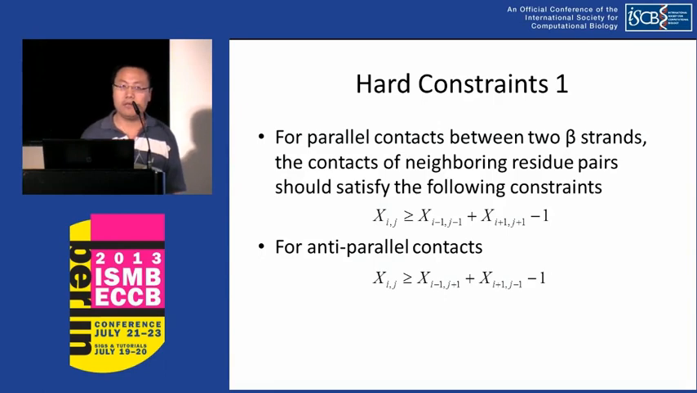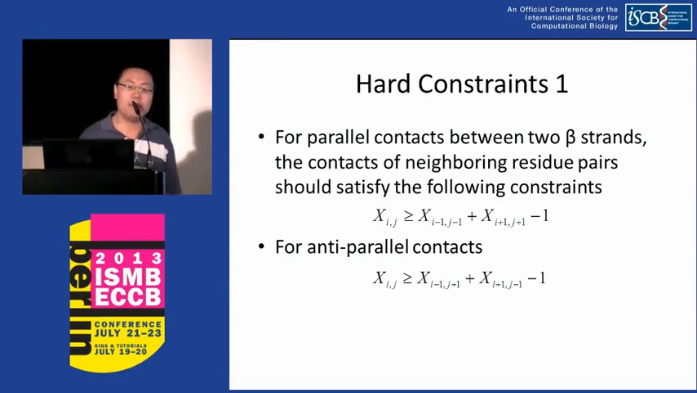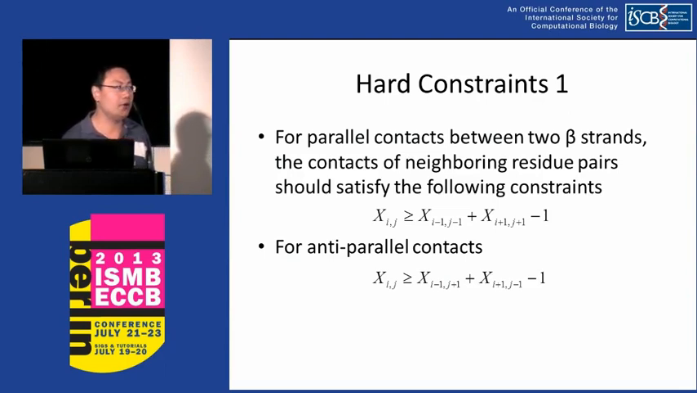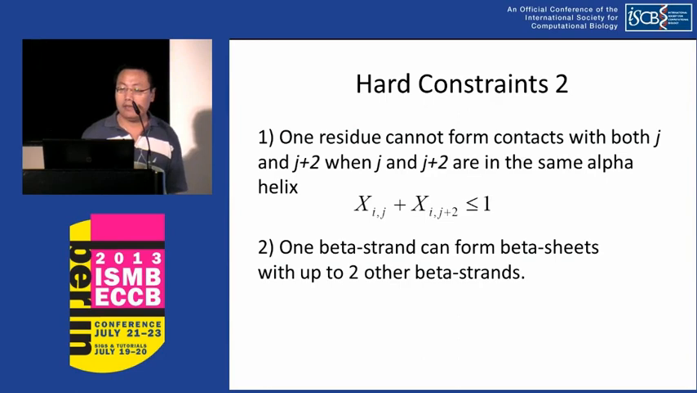For example, for the parallel contacts between two beta strands, the contacts of labeling residue pairs should satisfy these constraints, which means if the two labeling pairs have contacts, then the residue pair in the middle should also have a contact. And similarly, for the anti-parallel contacts, we also have similar constraints.